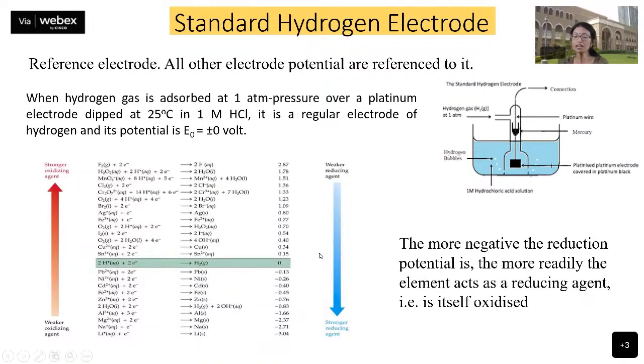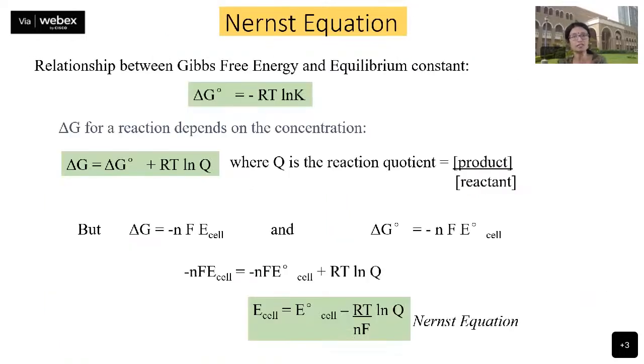And the more negative the reduction potential is, the more readily that element is going to act as a reducing agent. So it itself is going to get oxidized.